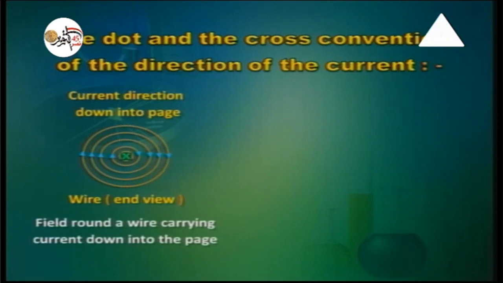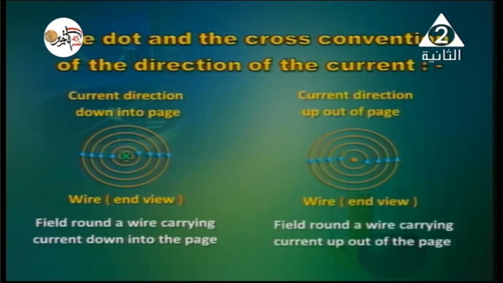This is the convention of X. X means down into. And what about the convention of dot? It means out of. So X means the current direction is down into the page or down into the screen, and dot means it is out of the page or out of the screen right now.